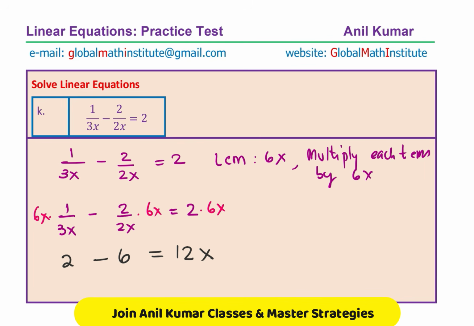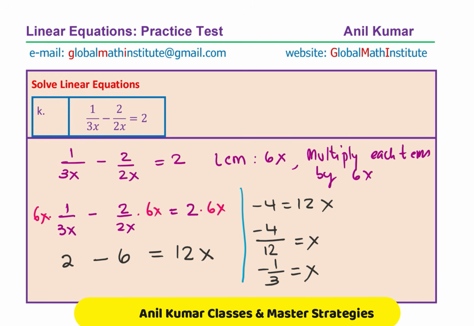So in one step we have actually simplified. Get rid of fractions. This is a very effective strategy. Now, on the left side, we have 2 minus 6, which is minus 4. So on the left side, minus 4 equals 12x. Dividing by 12, we have minus 4 over 12 equals x, which is minus 1 over 3 equals x. So we have our solution, and the solution is x equals minus 1 over 3.